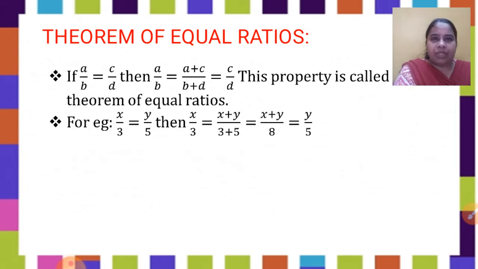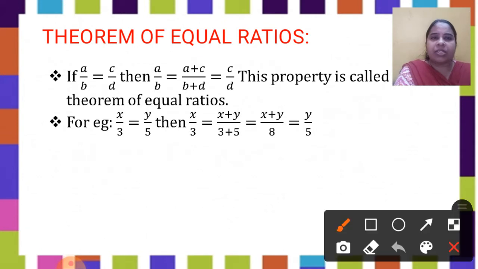If A upon B is equal to C upon D, then A upon B is equal to (A plus C) upon (B plus D) is equal to C upon D. This property is nothing but the theorem of equal ratio. Now I have just read it once. Let us try to understand this with the help of an example.